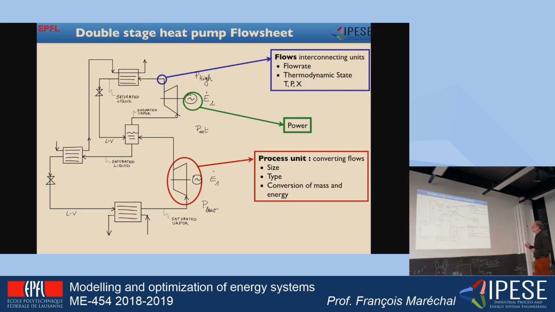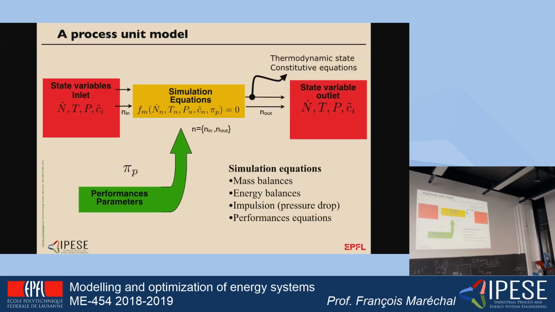And we know that the process units are processes that are going to convert flows in the system by realizing thermodynamic conversions that need to be modeled. Which depends on the type of technology that is used, and on the size of the equipment that is available. So this is a flowsheet, and my goal is to show you today how we can solve those flowsheets.